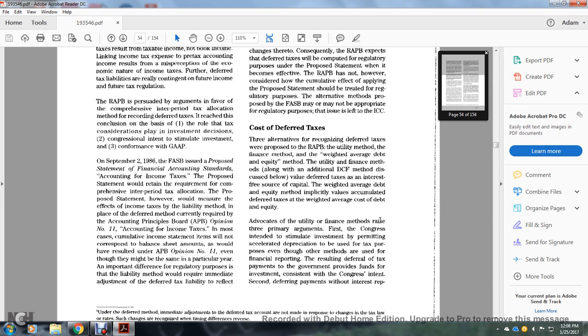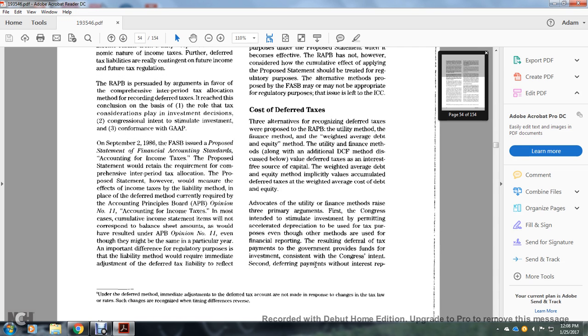Advocates of the utility financial method argue on three primary judgments. First, Congress intended to stimulate investment by permitting accelerated depreciation to be used for tax purposes, even though the method used for financial reporting results in deferral of the tax payment. The government provides for the investment consistent with Congress' intent.